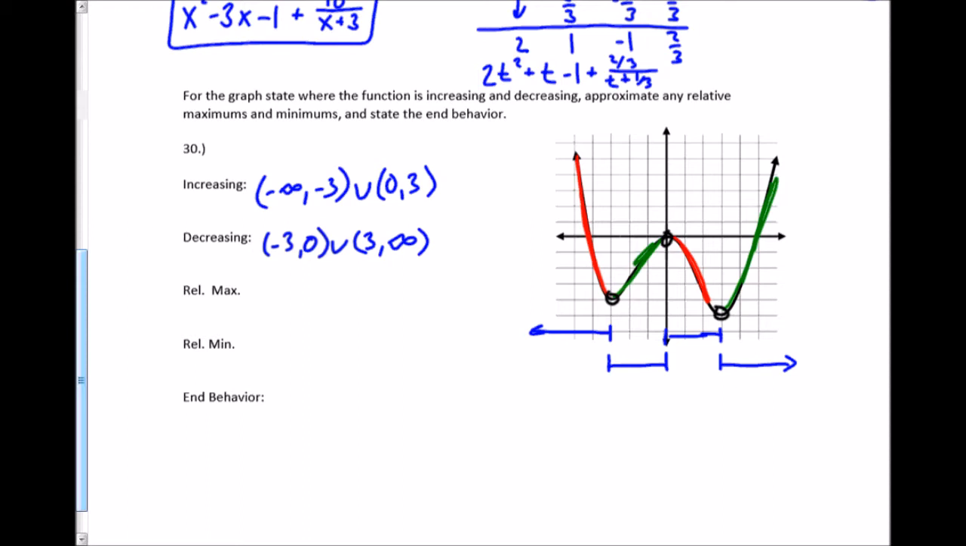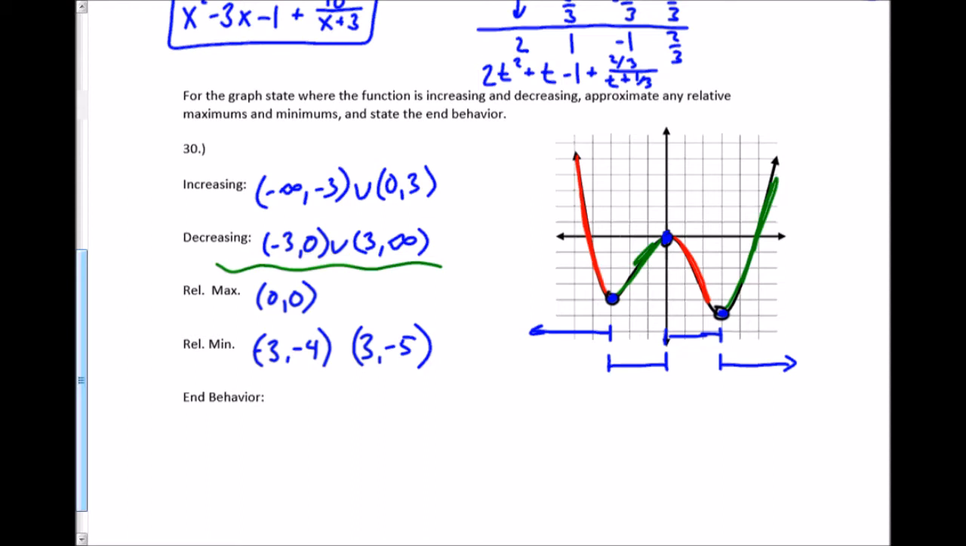When we look at the relative maximum, there's only one of those, and that's this one right here at 0, 0. That's an ordered pair versus interval notation. Relative minimums, there are two of those. There's this one right here at negative 3, negative 4. But then there's also a relative minimum right here at 3, negative 5. It's okay to have more than one relative maximum and minimum. A maximum just means it's higher than the points around it, and a minimum is lower than the points around it, which each of those is.